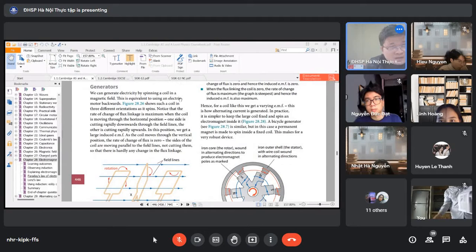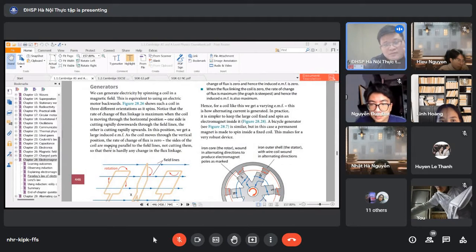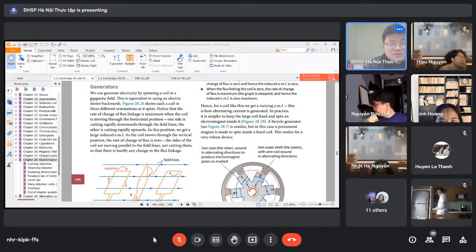Ngọc Hà, this is the part that tries to explain how the generator works. Can you please translate it into Vietnamese right away? Generators. We can generate electricity by spinning a coil in a magnetic field.